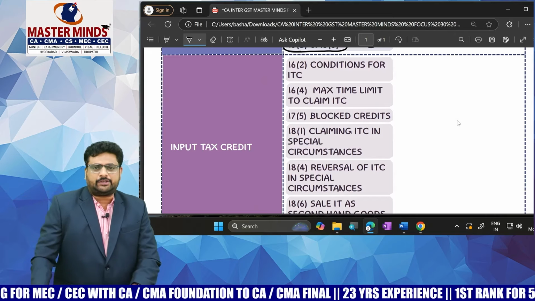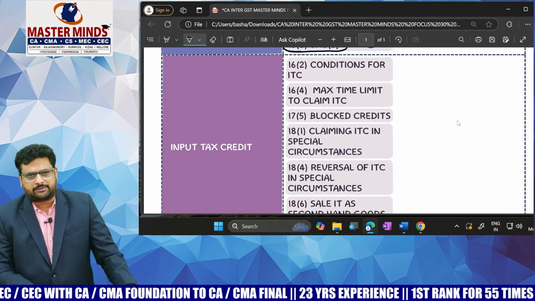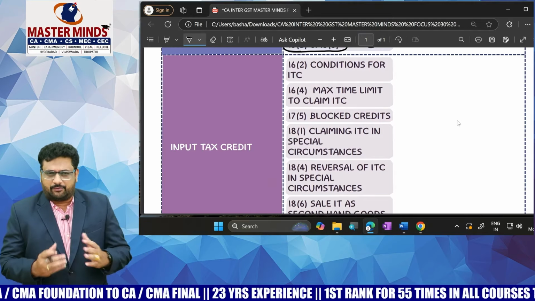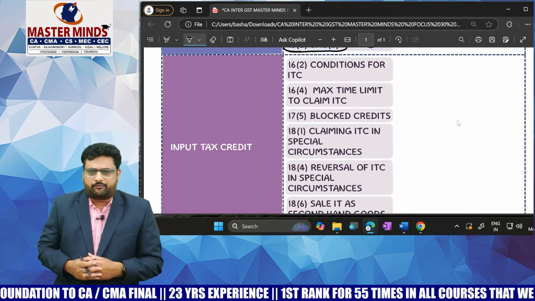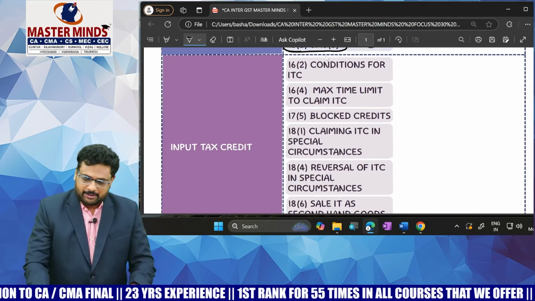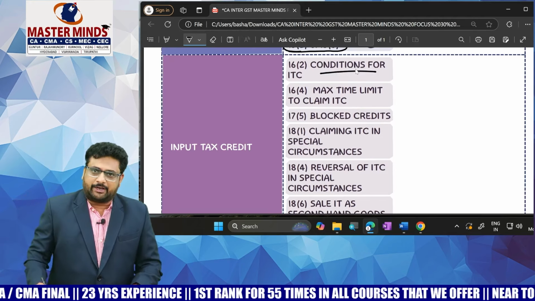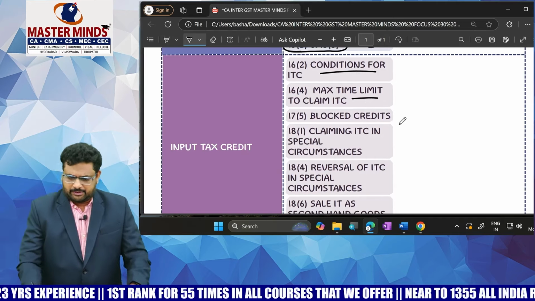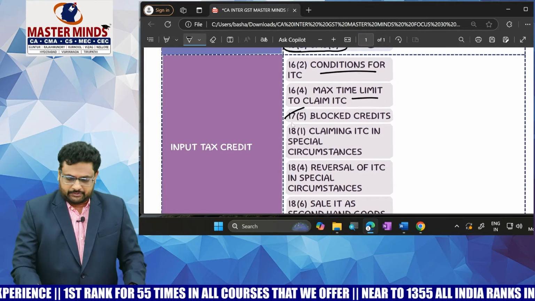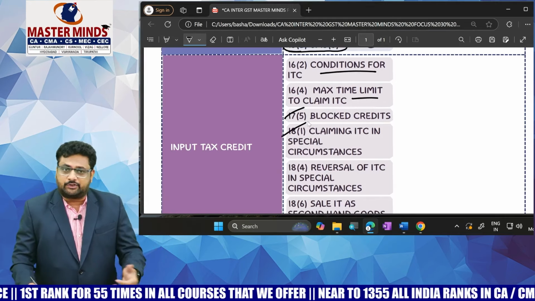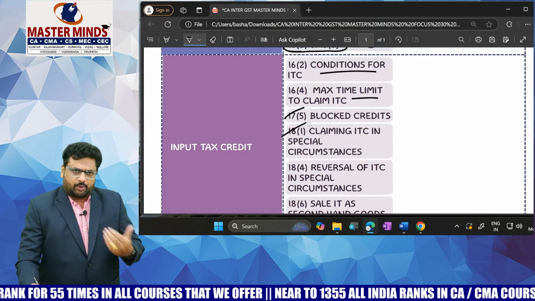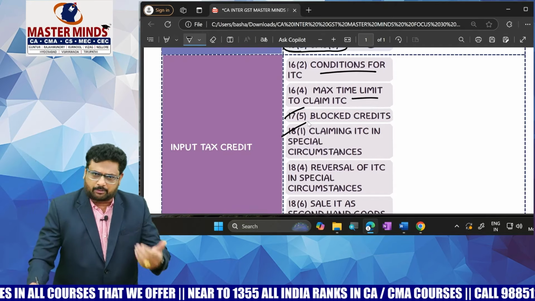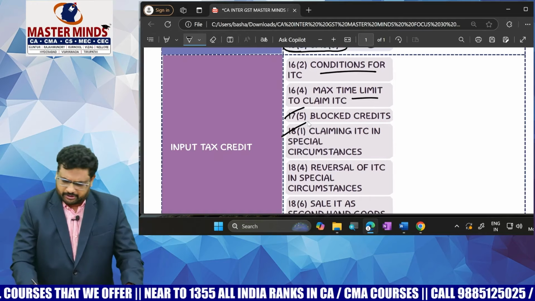And with respect to ITC, which is generally the most important chapter, it is a vast chapter, so you need to keep focus on the most important areas, like 16.2 conditions for availing the ITC, 16.4 the maximum time limit to claim the ITC, 17.5 blocked credits, and 18.1 claiming the ITC in special circumstances, like when you get the registration now, whether ITC is allowed or not, or when you shifted from the composition scheme to the normal scheme, whether ITC is allowed or not, those areas.